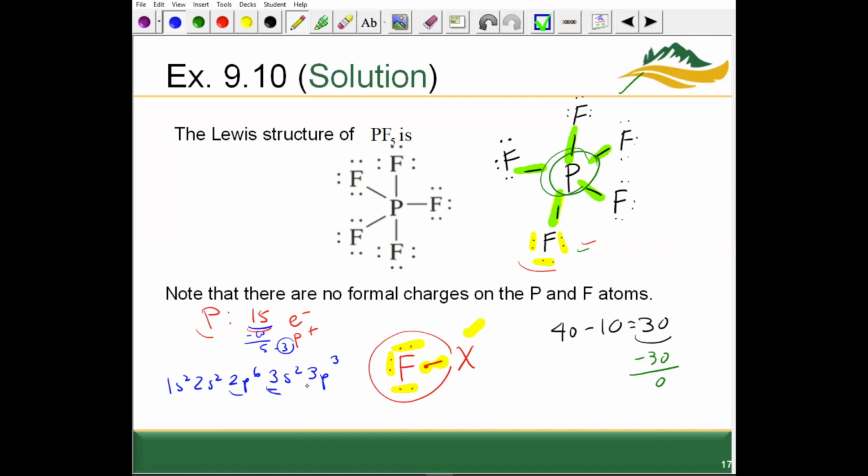Do we see n levels or shell levels greater than n equal 2? Well, yes, we definitely do, right? Because n equal 3 here for phosphorus. So because phosphorus can fill a shell of n greater than 2, it's filling n equal to 3. It can possibly have an expanded octet, so that's why this structure does work.